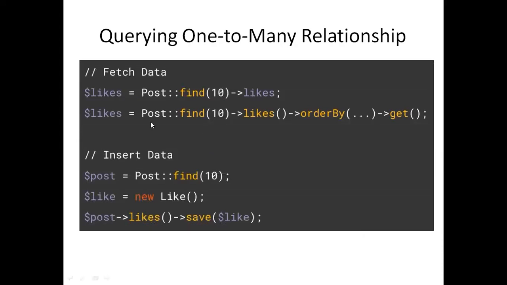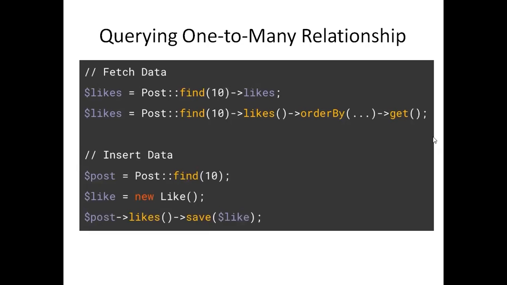So this is the way you can get the data. For example, if you have to get all the likes from a post, then you can use it like this. And if you want any other chaining purpose also, you can add the chaining. You can call the method, and you can apply different things like where, order by, or other chaining methods, and you can get the data accordingly.